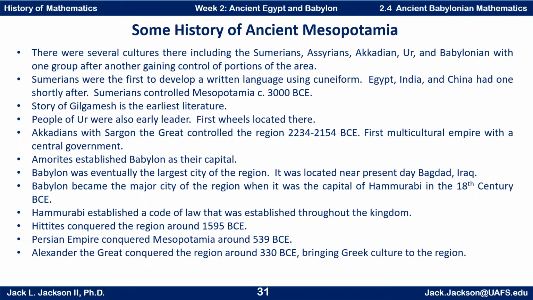The Akkadians, with Sargon the Great, controlled the region from 2234 to 2154 BCE. He was a conqueror who conquered a large area, and it's really the first example in history of a multicultural empire, where you had one culture conquering many other cultures and controlling a large region that also had a central government. The Amorites established Babylon as their capital, so it was a little bit later growth into a city than some of the others that I mentioned earlier.